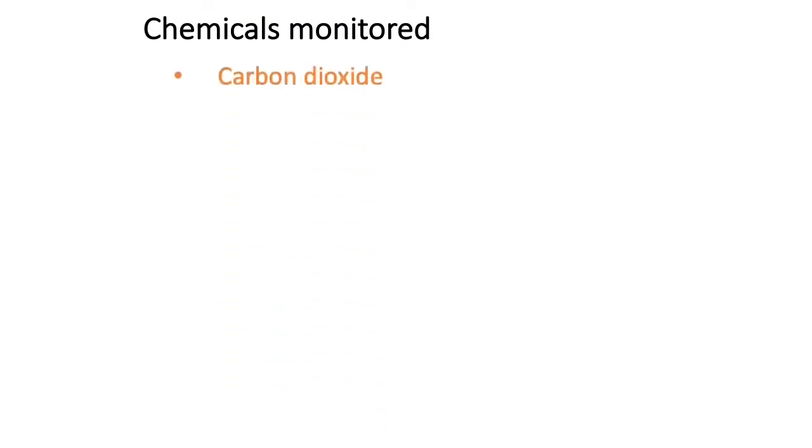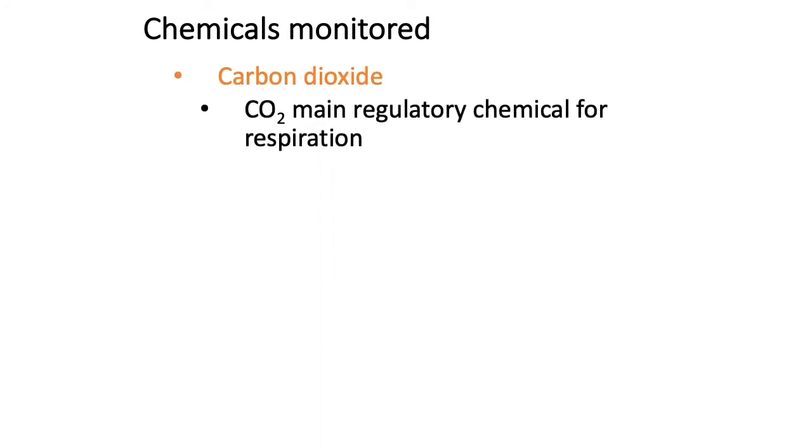We're going to begin with carbon dioxide. Carbon dioxide is the main regulatory chemical for respiration. In other words, during expiration, it is carbon dioxide that you are eliminating from the body. Remember, carbon dioxide levels are directly related to pH. As you increase carbon dioxide levels in your blood, your hydrogen ion concentration increases, which will decrease your pH.